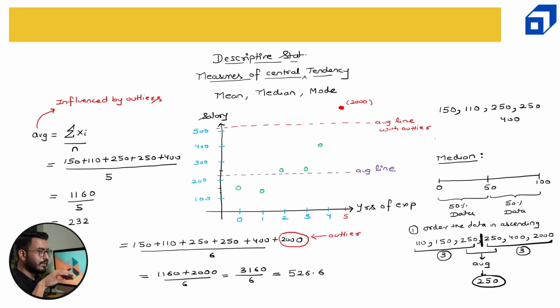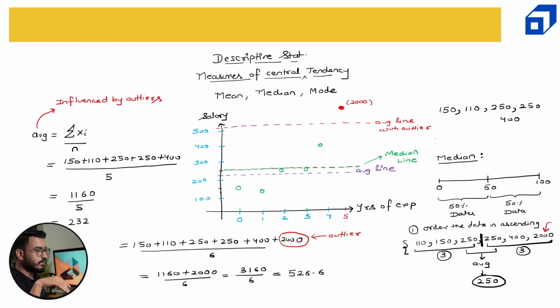So you can see that even though this data has an outlier, which is 2000, my median is still 250, which is near the center. So my median is over here. This is my average line, or the median line. This is my median line.